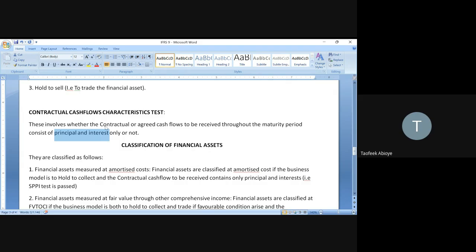There is something I quickly want to say so that it will be very, very fast. There are some financial assets that will fail this test. An example is equity instruments. Now, let me ask a question. If I invest in shares of an entity, will I collect my principal and interest?